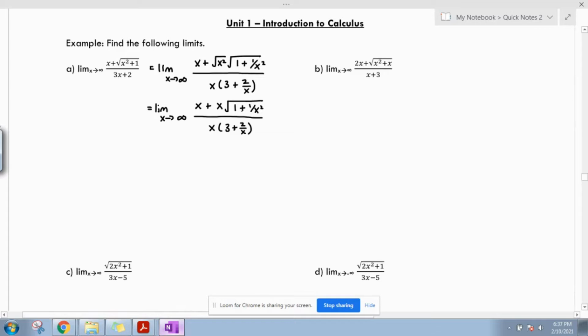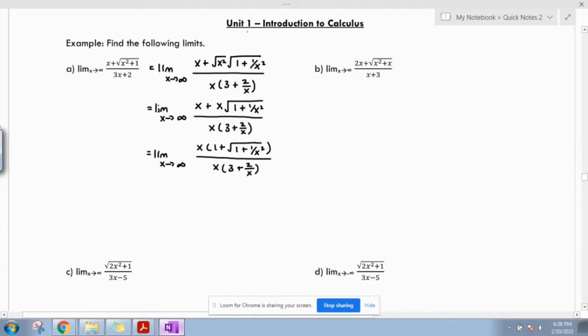Right now, in my numerator, it's hard for me to cancel things out with the denominator. So I'm going to factor out the x from everything in the numerator. If I do that, I'm going to be left with x times 1 plus the square root of 1 plus 1 over x squared, and then all over x times 3 plus 2 over x.